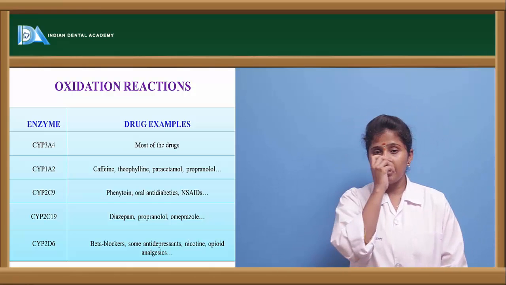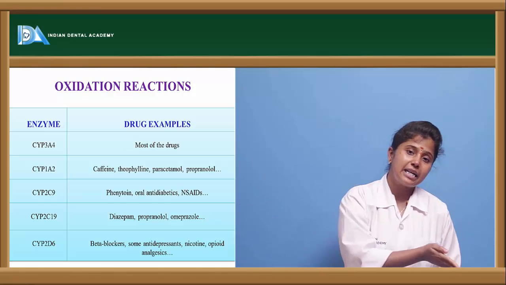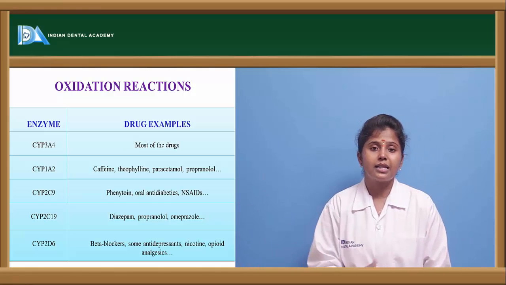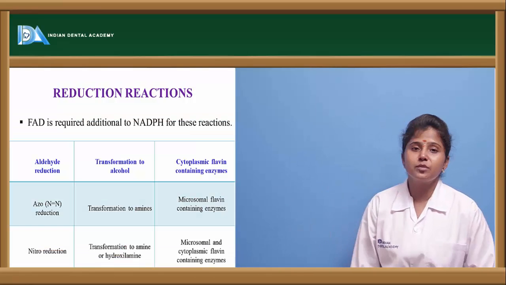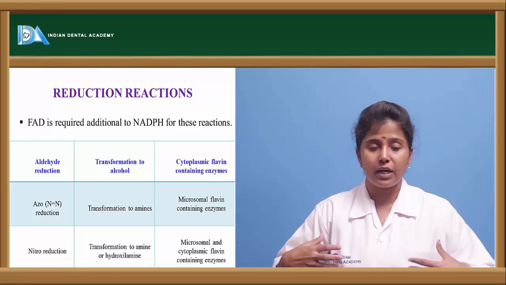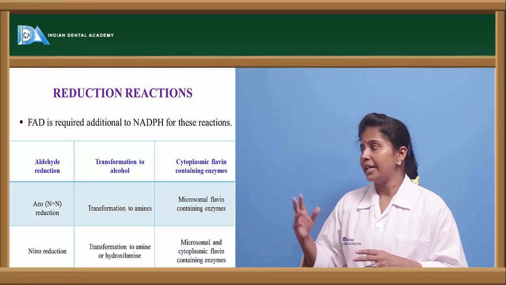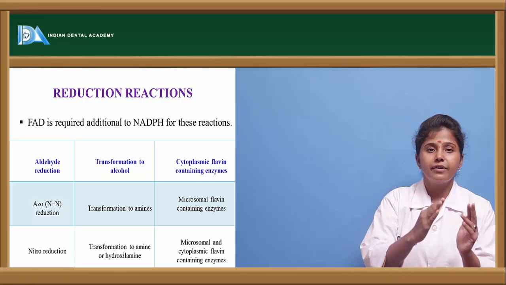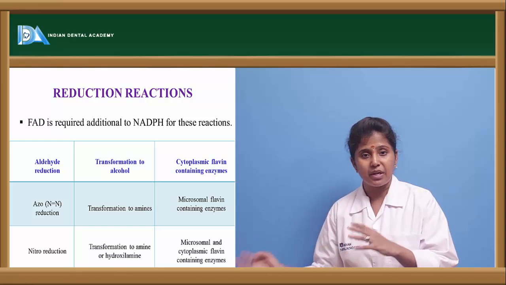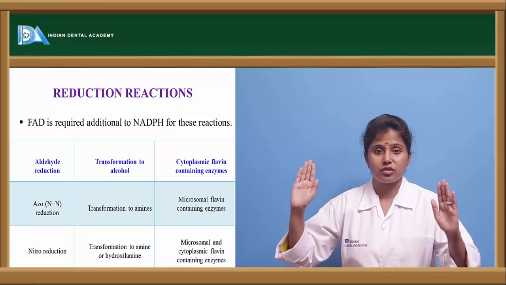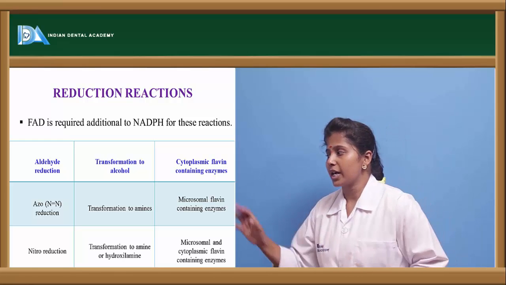Here these drugs lose electrons. Oxygen is added and electrons are lost, and thereby they form inactive compounds. The reduction process, in the sense of gain of electrons, requires two molecules, FAD and NADPH. Here FAD is converted to FADH, and NADPH is converted to NADP.